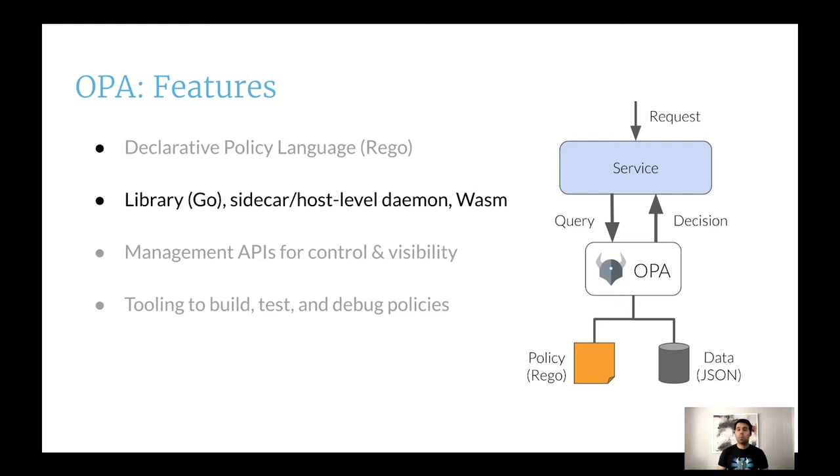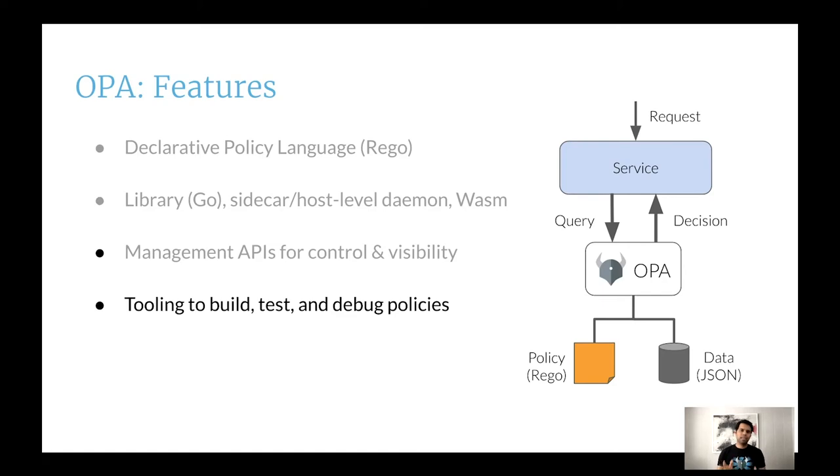OPA does not have any runtime dependencies, which means it does not have to reach out to an external service to make a policy decision, or it doesn't need to talk to an external database to make a policy decision. However, you can extend OPA to do that, but it's completely optional. OPA does provide you with some management APIs that allow you to pull policies and data from your remote server. Every decision that OPA makes is logged, and OPA can upload these decisions to your remote server, which you can use for offline auditing purposes. OPA will also upload its status, its health, to an external service as well.